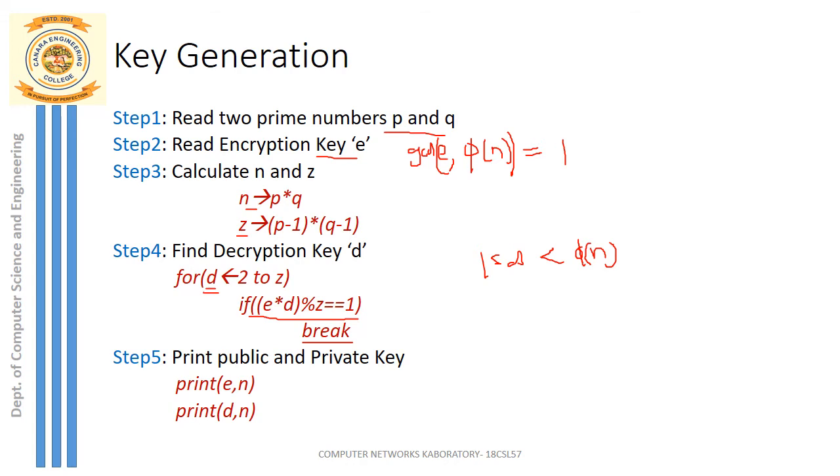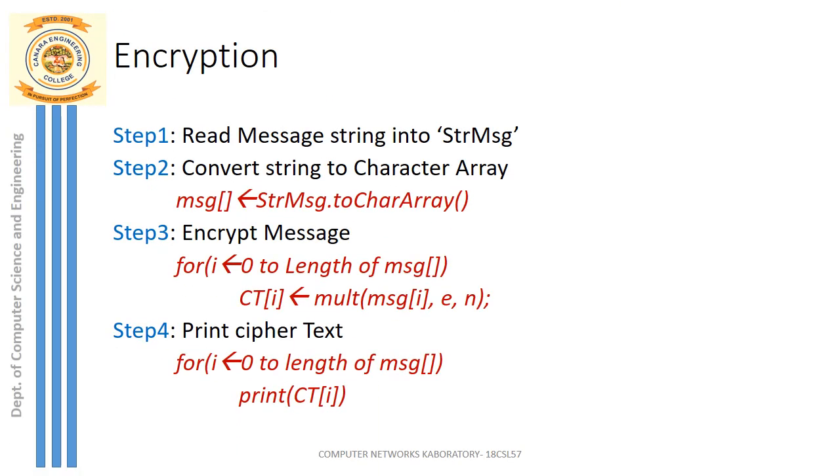Once we have the D and E values, now we can print the public key and private key. The public key is nothing but E comma N and the private key is nothing but D comma N. Once we have a public key and private key, we can perform encryption and decryption. Normally encryption happens at the sender side and decryption happens at the receiver side, but we write the encryption and decryption pseudocode in the same program in order to demonstrate how exactly encryption and decryption happen.